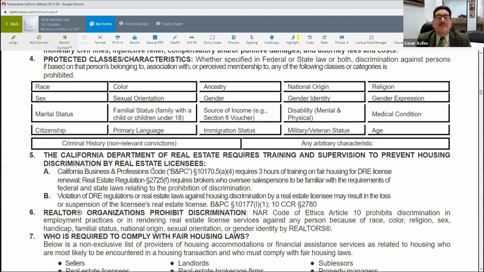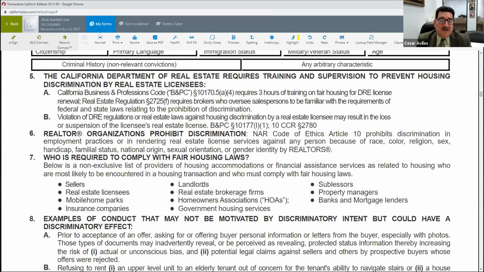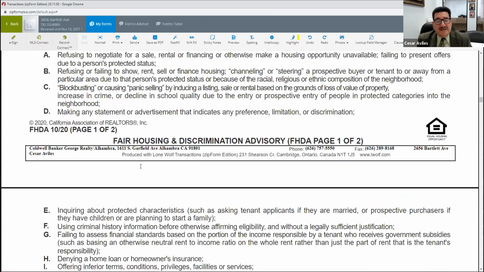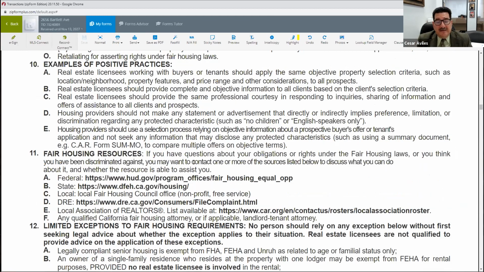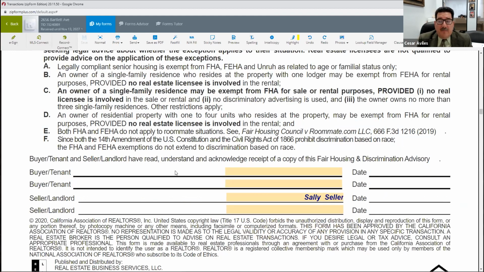Your license will be suspended. You will be subject to a fine. The Housing and Urban Development police this very seriously. They take it very seriously. And by now, we should know that the only color that we know is green, the color of money. If they have money, they qualify for the house, they buy it. So this is a form that needs to be filled in, and it gives them the phone numbers and the websites where they can go and file a complaint.